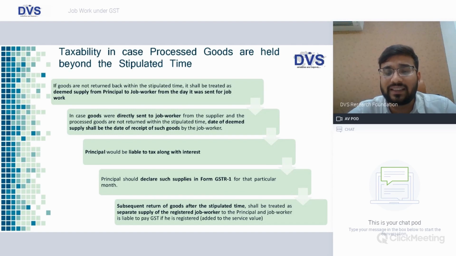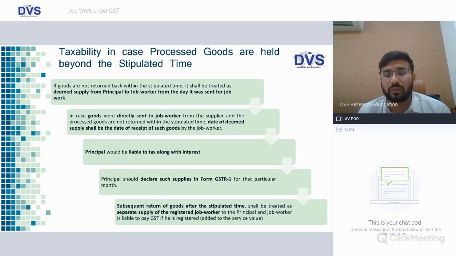So in case the principal is directly giving goods to the job worker and they are not returned within the stipulated time, deemed supply is from the day it was sent for job work. In case the supplier sends goods to the job worker, deemed supply is from the date of receipt of such goods by the job worker. Principal would be liable to tax along with interest. So till the time the goods are not returned from job worker to principal, principal would be liable to tax along with interest, as the case may be. Principal should declare such supplies. As it would be a normal sale for the principal, it should get declared in GSTR-1.